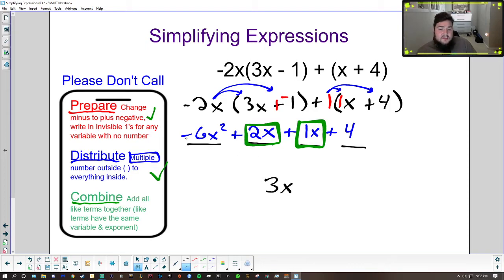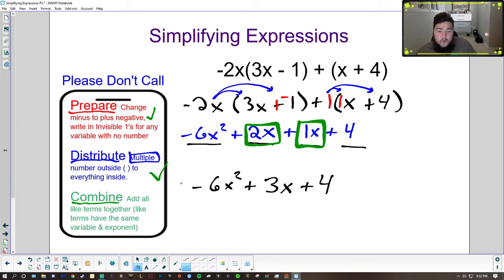All I have left is negative 6x squared and 4. Now, these are not like terms, because they don't have the same variable and exponent. So what I'm going to do is write out my problem and write the terms I have left. I have a negative 6x squared I'm going to bring down. And I'm going to bring down my 4.